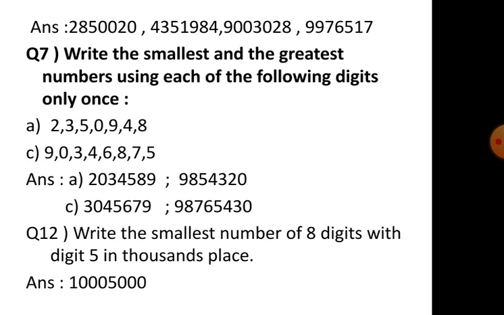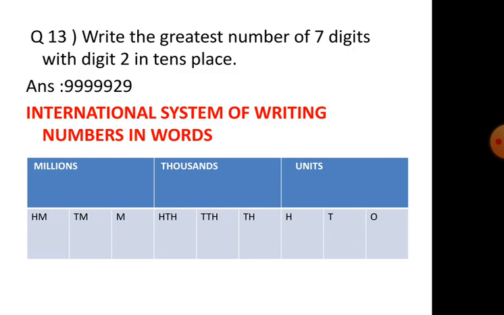The same way we will go for number C. Question number 12. Write the smallest number of 8 digits with digit 5 in the thousands place. We know the smallest number starts with 0, so we keep 5 in the thousands place. We'll write an 8 digit number with 5 in the thousands place. Next, question number 13. Write the greatest number of 7 digits with digit 2 in the tens place. Similarly, we write the greatest 7 digit number, that is 999, and put 2 in the tens place.